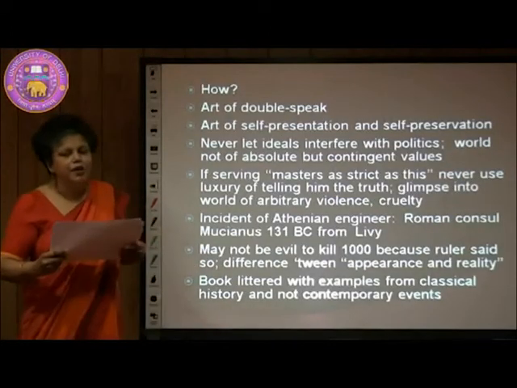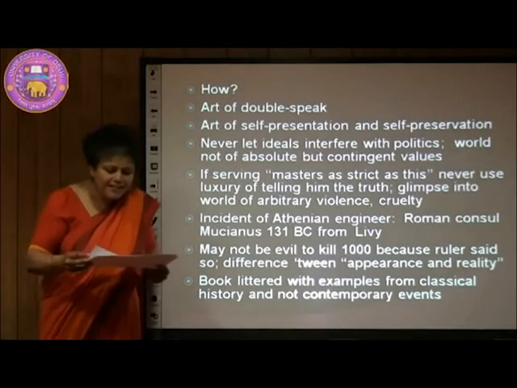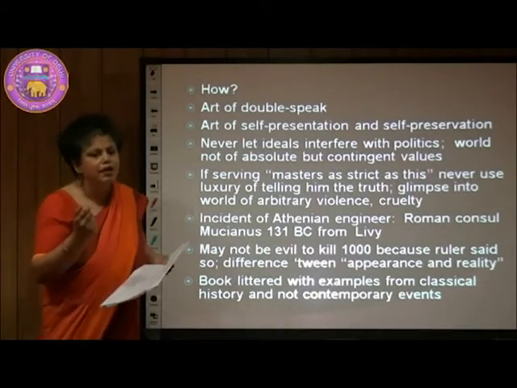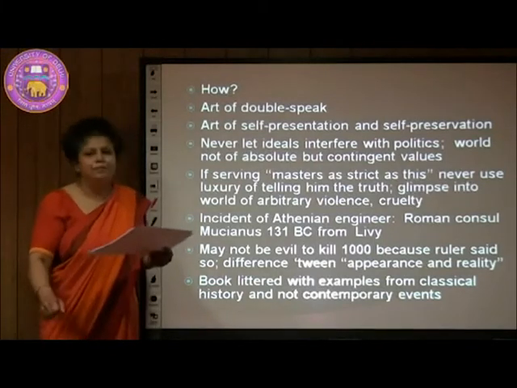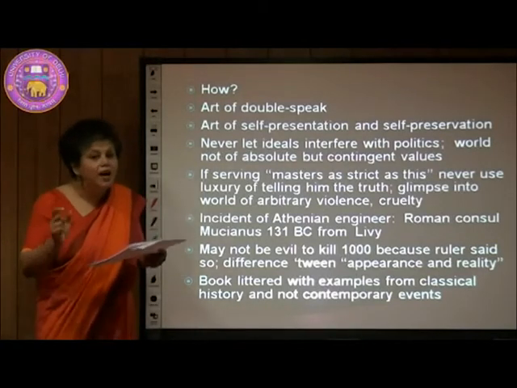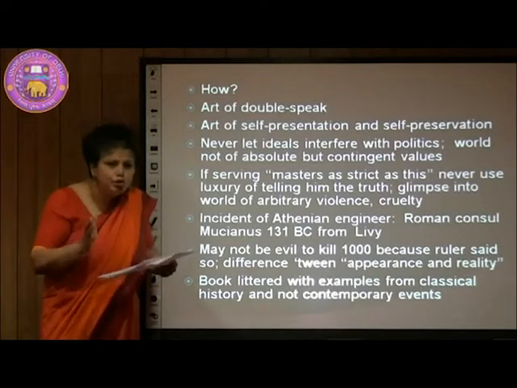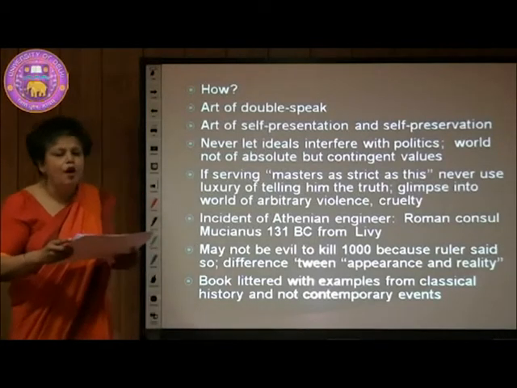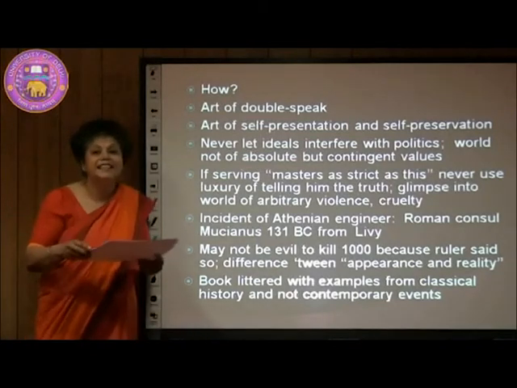Because Castiglione puts to practice what he preaches in the courtier. What does he say in the courtier? In the courtier, he's talking about the art of doublespeak, the art of self-presentation, which goes hand in hand with self-preservation. He says, ideals should never interfere with the life of politics. The world is not a world of absolute values, but of contingent values. You do what is right at that particular time.